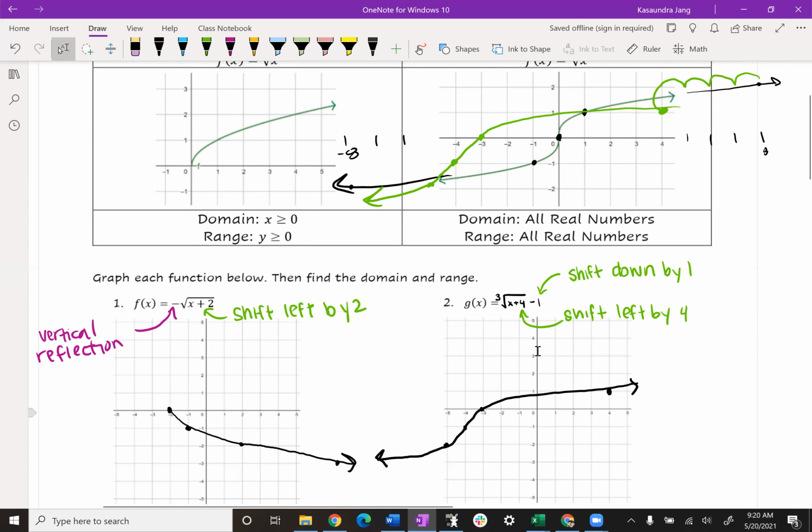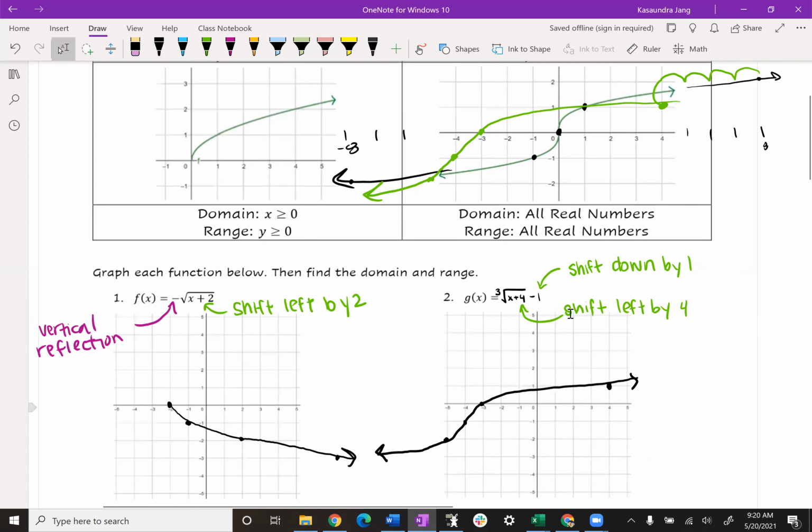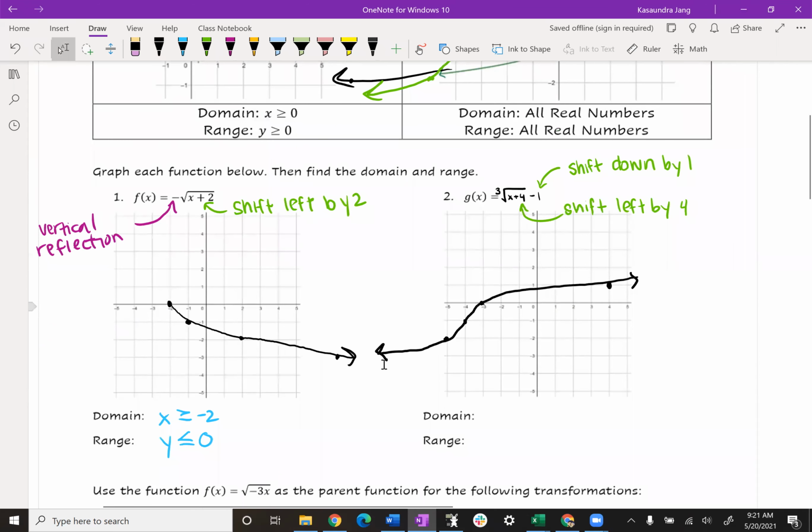And as far as the domain and range go, I did shift it up and down, left and right, but it's still going with those arrows on both sides. It's still going up and down forever, left and right forever. My domain and range are still all real numbers. There's actually an all real number symbol. You can write it like that, or you could write out the words all real numbers. Same thing.